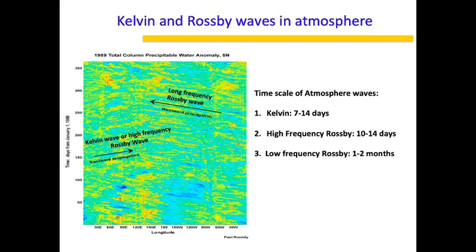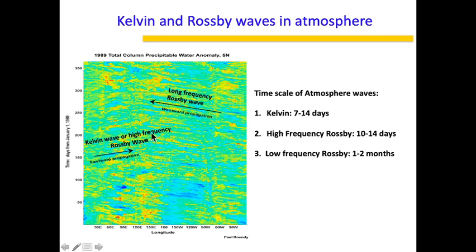Now we will come back to the atmosphere. Kelvin and Rossby waves are also seen in the atmosphere. And if you plot this Hovmoller diagram, which is nothing but longitude versus time, so you put time on the y-axis and longitude on the x-axis, you get something known as a Hovmoller diagram. This diagram can be used to find out the waves. So the eastward propagation is a Kelvin wave or a high frequency Rossby wave, and westward propagation will be a low frequency Rossby wave. Right?